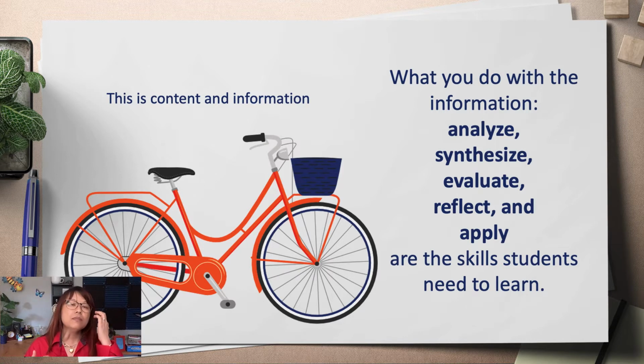So, going back to the bike metaphor, even though you're providing the information, in order for kids to critically think about that information, they have to get on the bike and ride the bike. They have to use that information. They have to analyze it, synthesize it, evaluate it, reflect, and apply it before they can get the skills for critical thinking. And just like riding a bike, it takes practice, right?